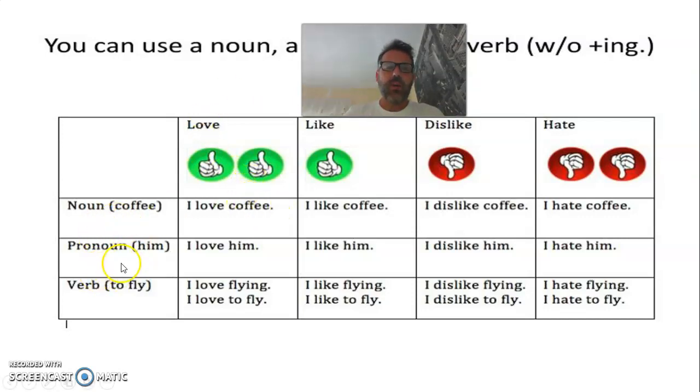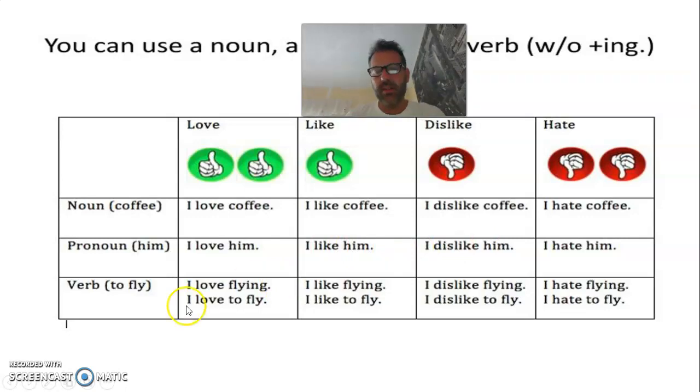Well, here we're using the pronoun with him. I love him. And here with the verb. This is for you to understand the way we use I love with verbs. I love him, I like him, I dislike him, or I hate him. This is with a pronoun, or she. I love her, I like her, I dislike her, and I hate her. I hope you don't hate nobody, all right? I'd rather if you like or love, that's the best way.